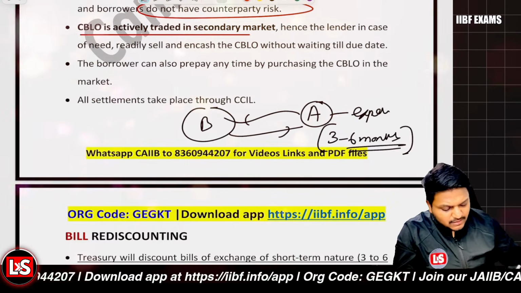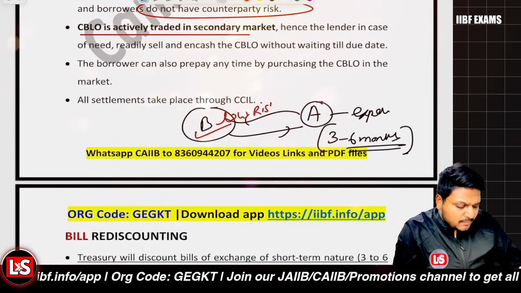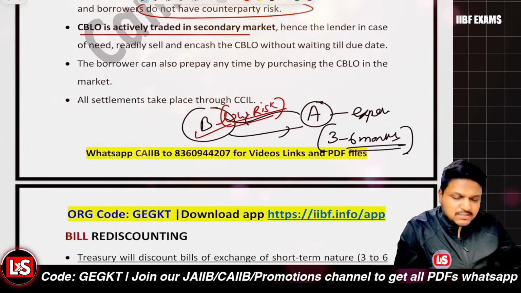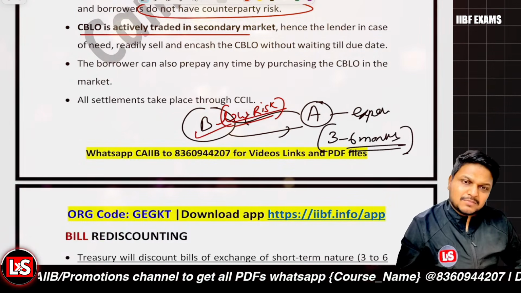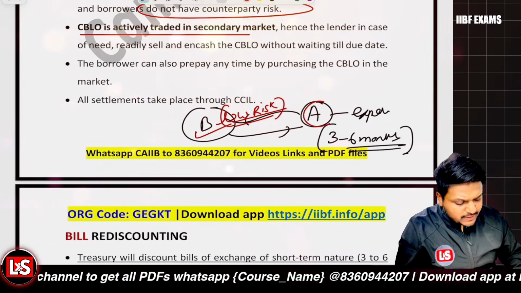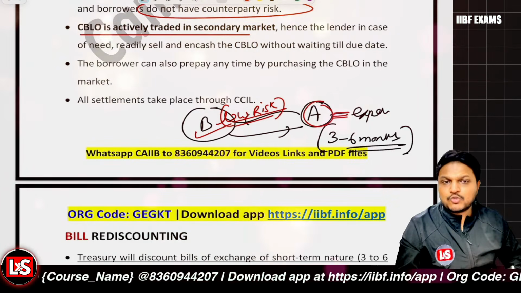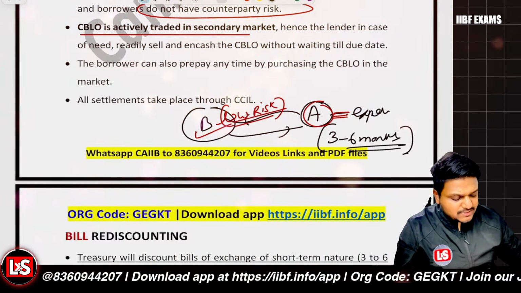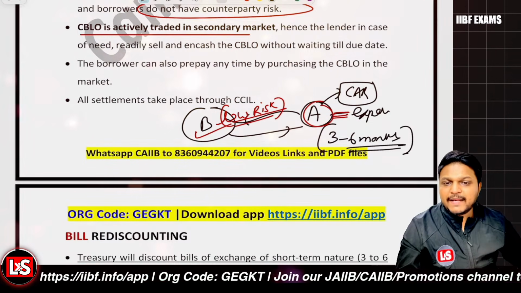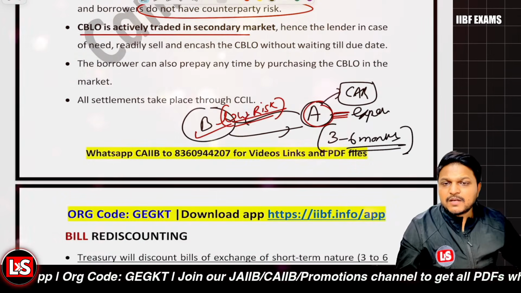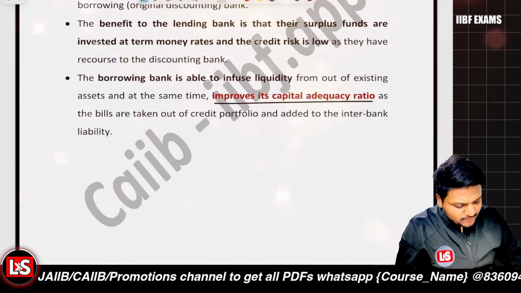Why is bank B eager to rediscount the bill? Because low risk is present. Why low risk? Because this rediscounting is with recourse to the bank. Low risk is there, and bank B can earn. And why does bank A want to rediscount it? Because previously it was a borrower exposure, but not anymore. Now it will be an interbank exposure. This transaction is going to improve the capital adequacy ratio for bank A, the borrowing bank. Clear with it? So that's about bill rediscounting.